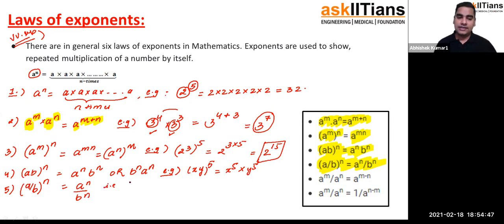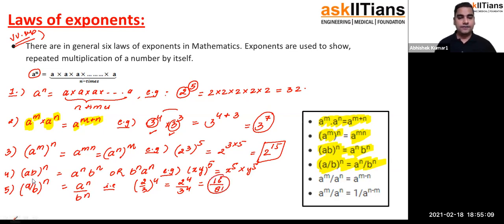For example, let's say if I have to calculate (2 by 3) raised to the power 4. Okay, then what can be done? I can calculate 2 raised to the power 4 separately, 3 raised to the power 4 separately. 2 raised to the power 4 is 16, 3 raised to the power 4 is 81. So that is going to be the answer. Understood?